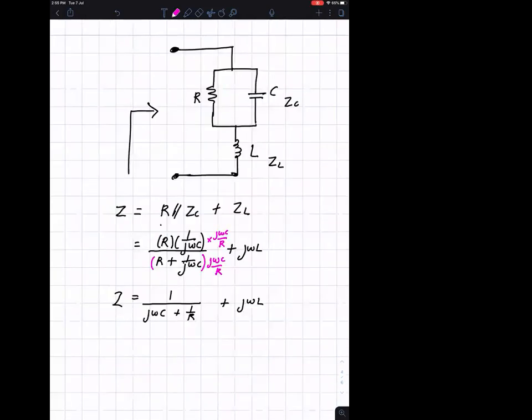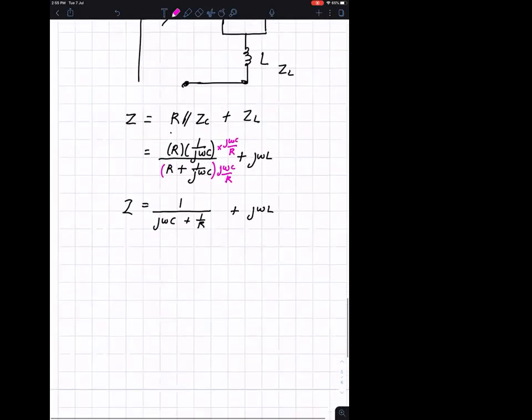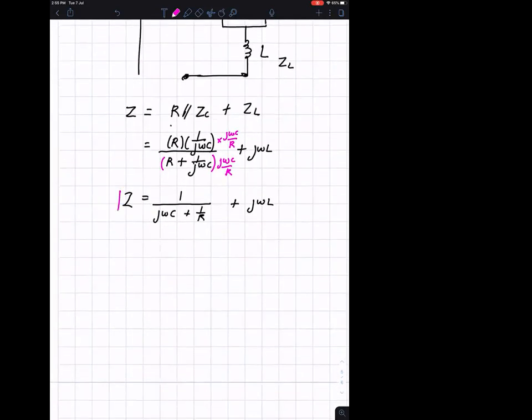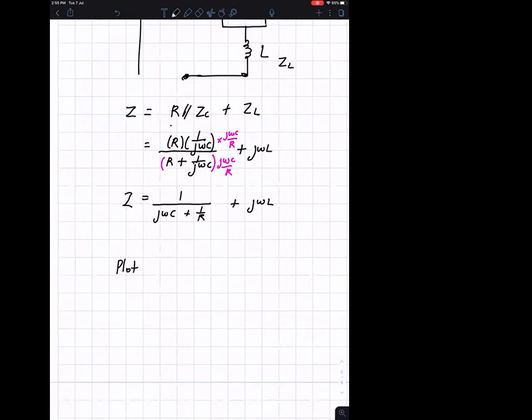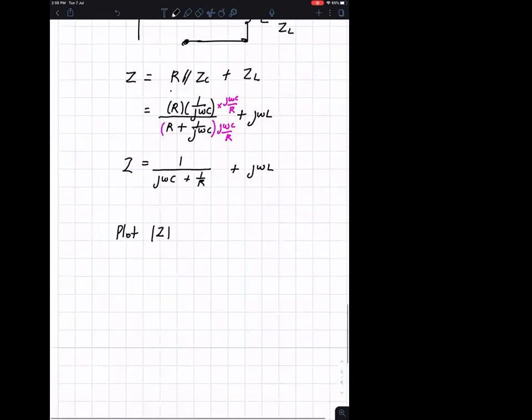With this, what can I do? I'm going to try to plot this Z. I'm going to try to plot the magnitude of Z, and see how it behaves at different frequencies, at a different range of frequencies. Okay, so are we ready to plot? Yes, sir.